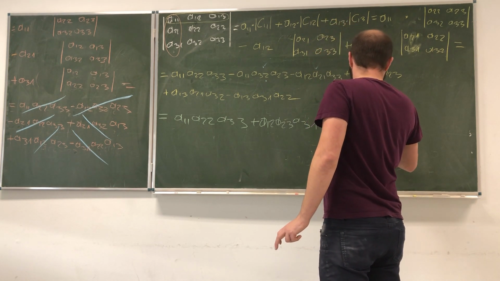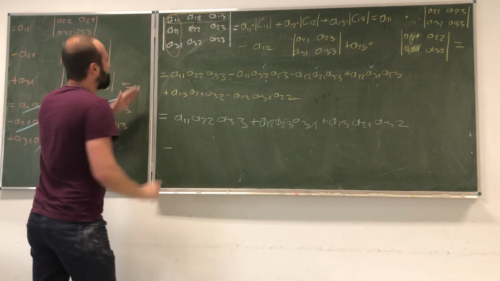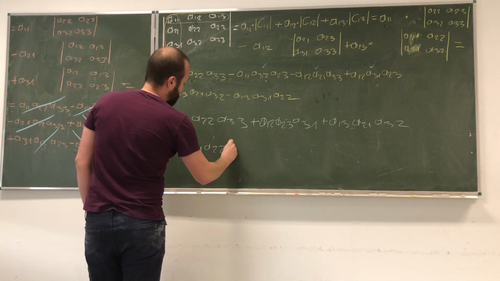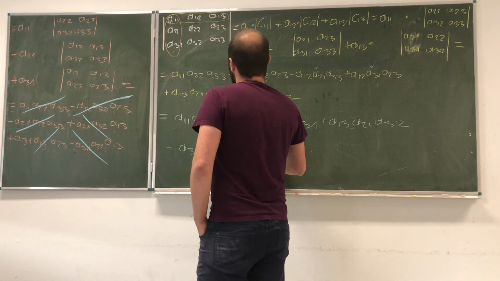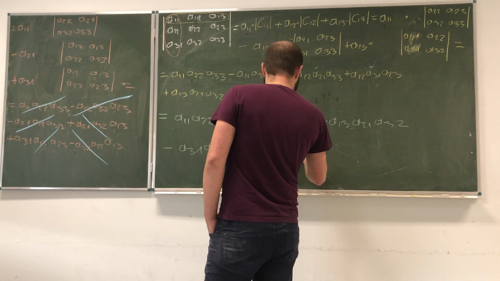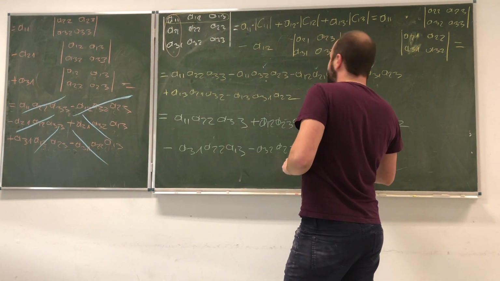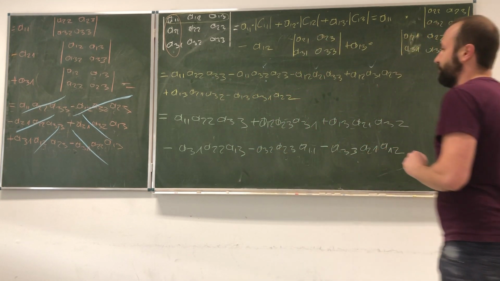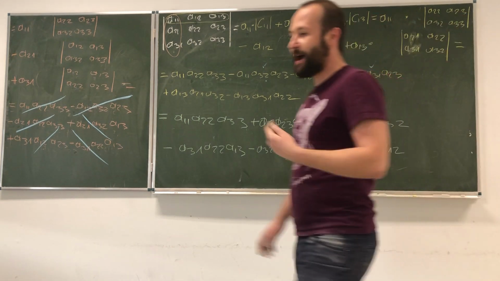A13, A21, A32. Now we will be subtracting, so we go in the opposite direction. We've got A31, A22, A13. Then we've got minus A32, A23, A11. This, and this. And finally, A33, A21, A12.